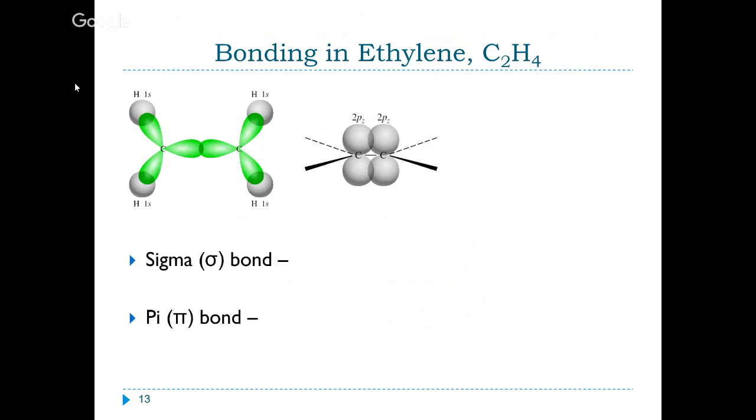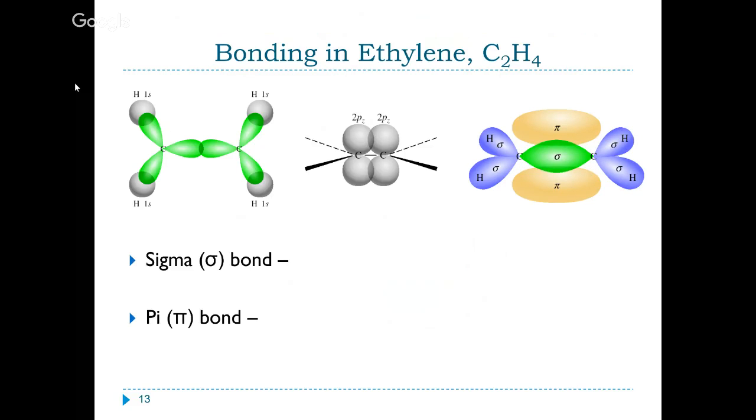Now, if we flip it so that we're looking at it from the side, the dashed line and the wedge line here are showing that we're connected to the hydrogen atoms. So for the unhybridized orbitals, each carbon has one electron in that. So now we're able to overlap those orbitals to form our double bond.